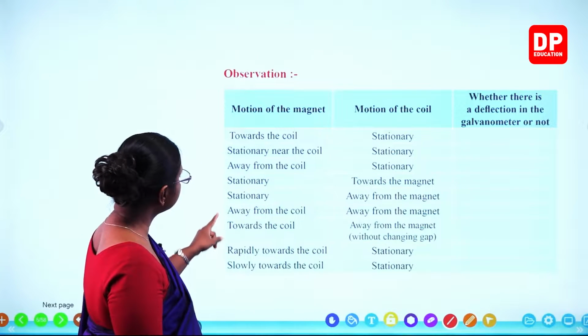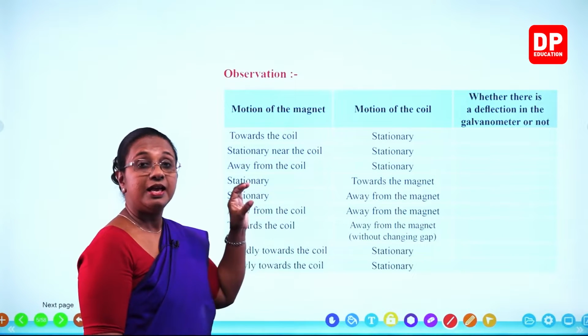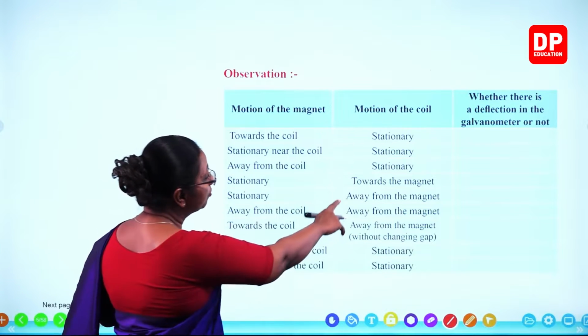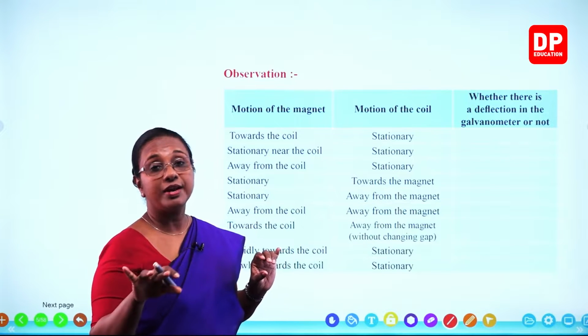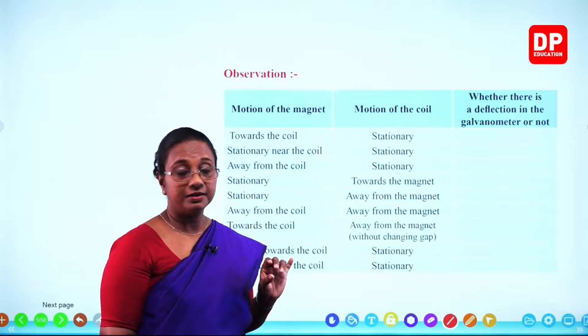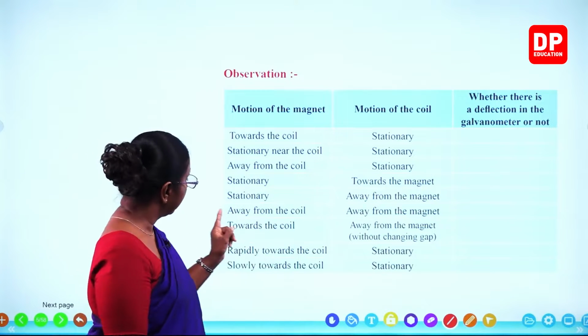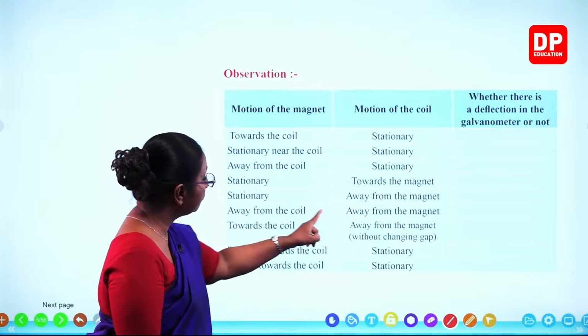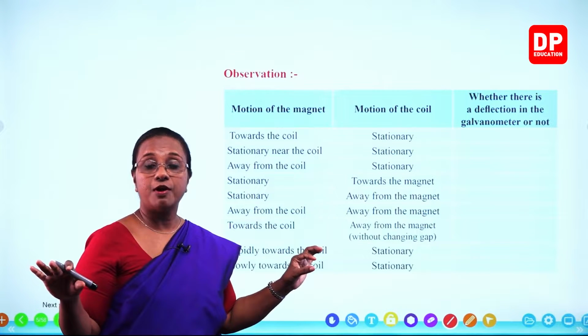Then in the next two steps, the magnet is stationary. You hold the magnet and move the coil towards the magnet, and move the coil away from the magnet. Then also you observe what happens. Then we move both the coil and the magnet away from each other.